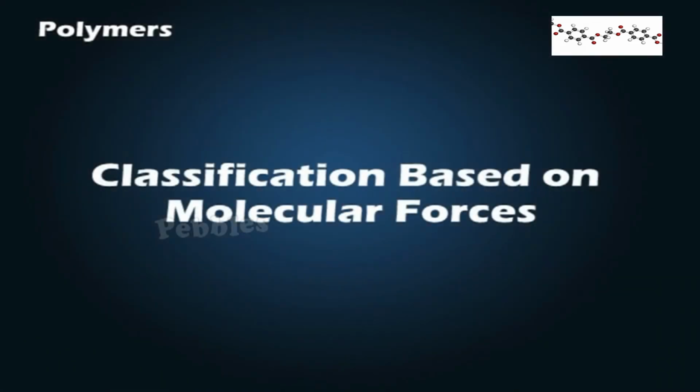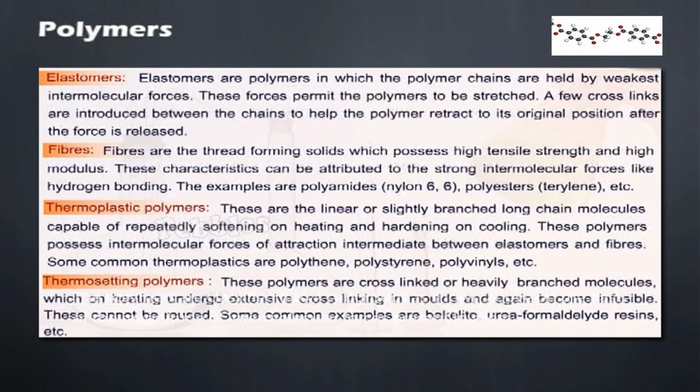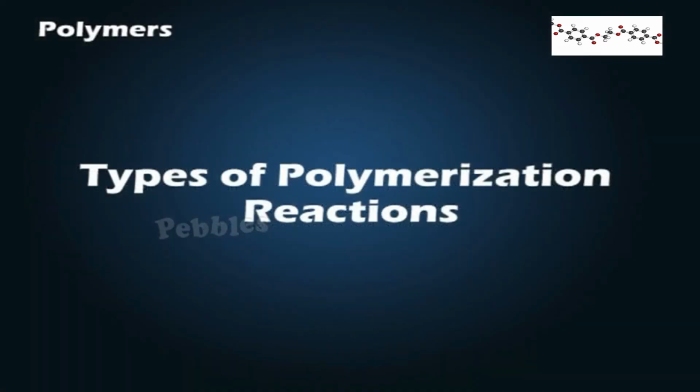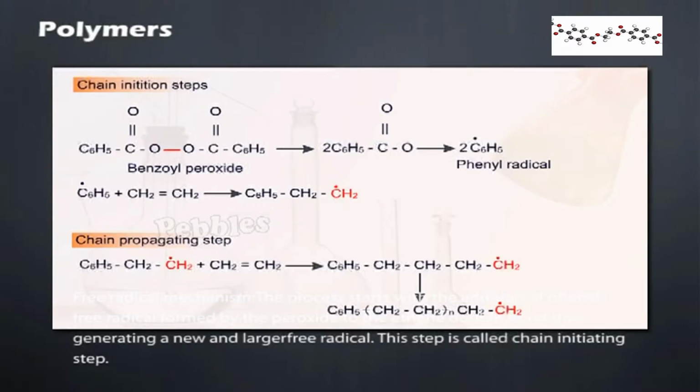Classification based on molecular forces. The polymers are classified into four subgroups as shown above on the basis of the magnitude of intermolecular forces present in them. Types of polymerization reactions. Free radical mechanism. The process starts with the addition of phenyl free radical formed by the peroxide to the ethene double bond, thus generating a new and larger free radical. This step is called chain initiating step.